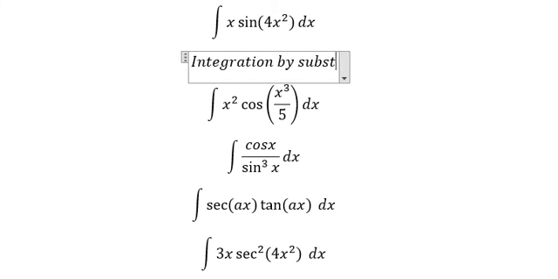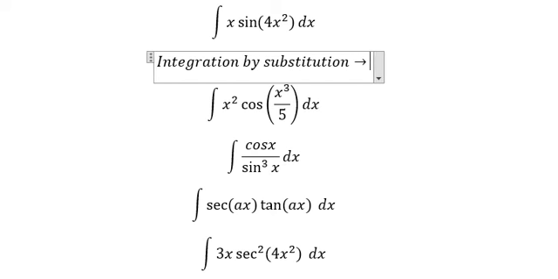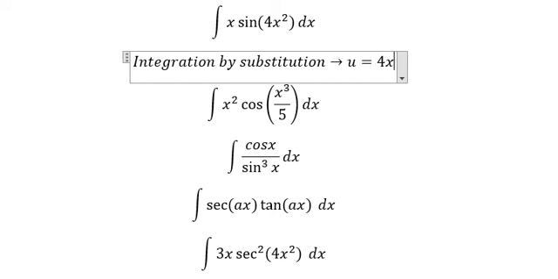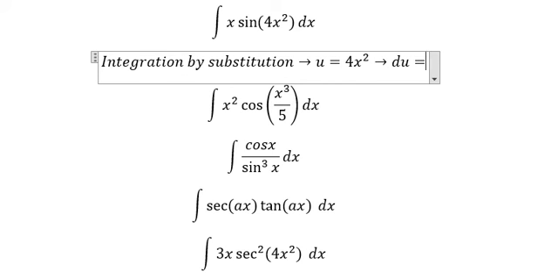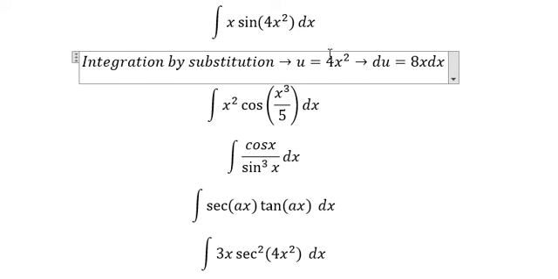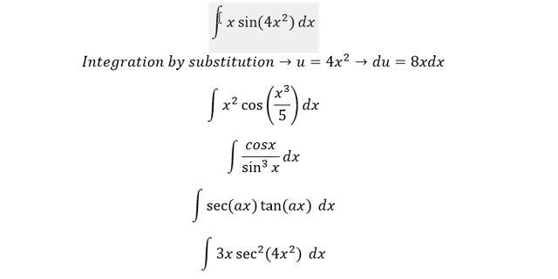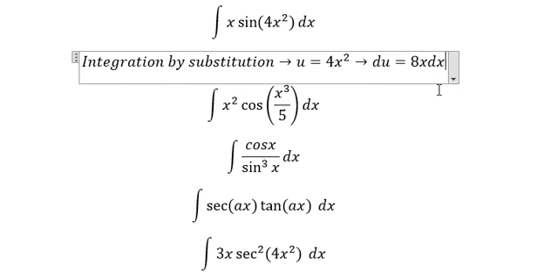by substitution. So I will put u equal to 4s squared. So we do the first derivative for both sides. You got 8s ds, because the first derivative of s squared you got 2s, number 4 multiplied by number 2 you got 8. Because we don't have number 8 in here, so we divide both sides by number 8.